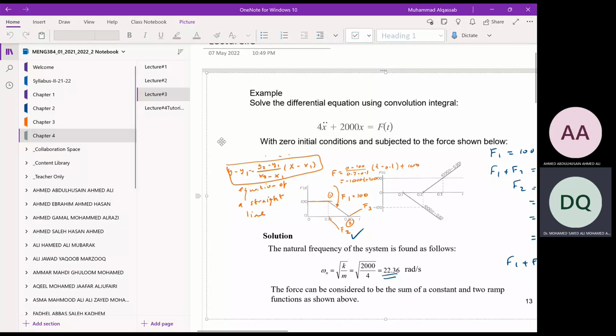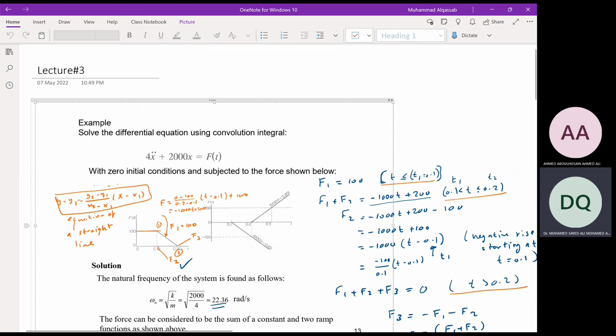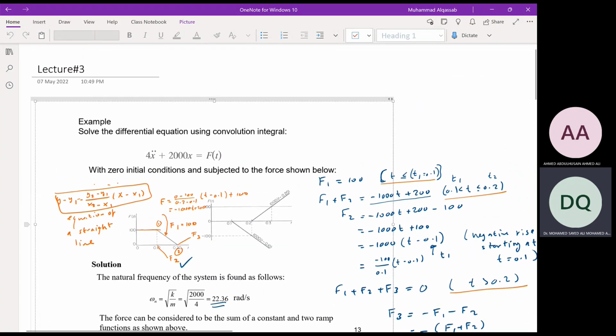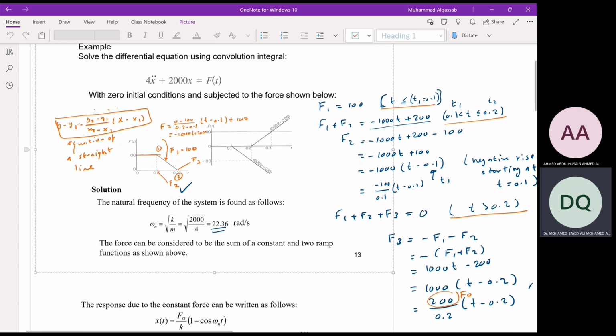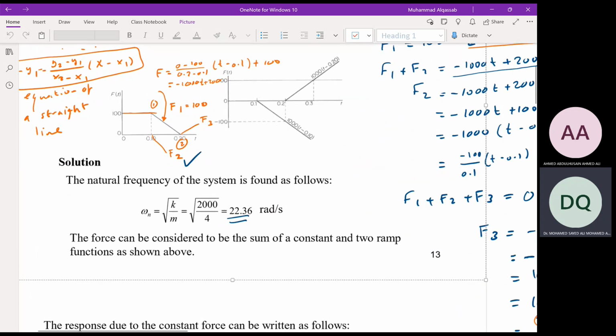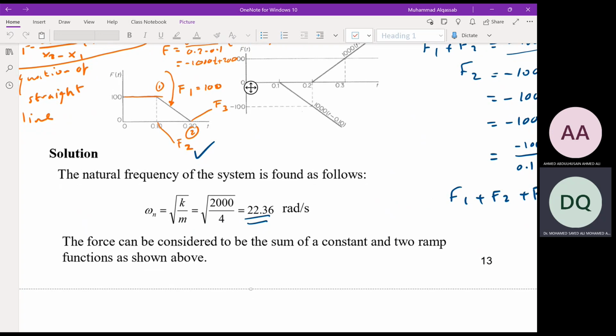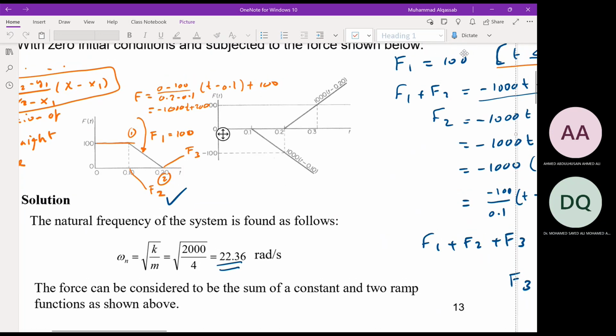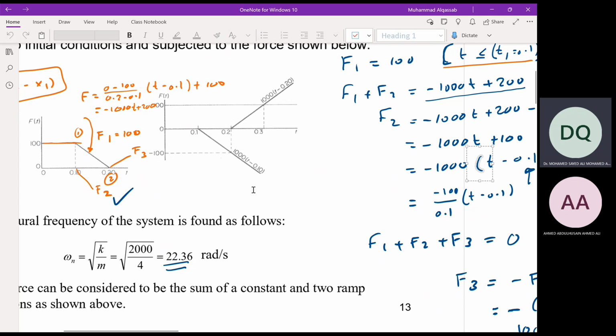Okay, so this is the example we reached last time, which is 4x double dot plus 2000x equal to f of t. F of t is given by a pulse, which is constant, then we have a negative ramp, then 0. So there are 3 intervals. And accordingly, the solution also has to be obtained for each interval.